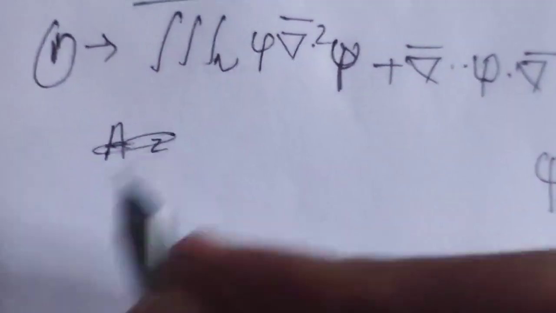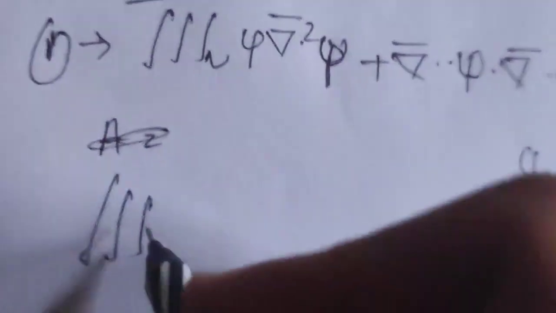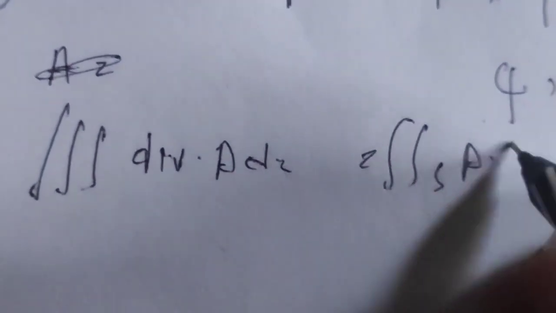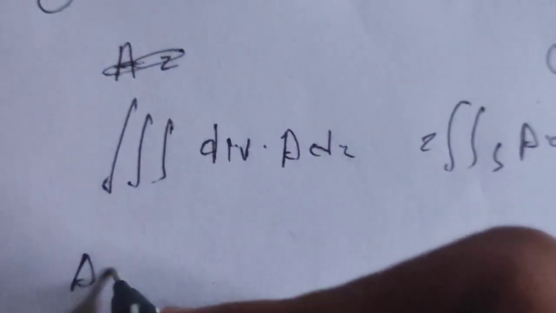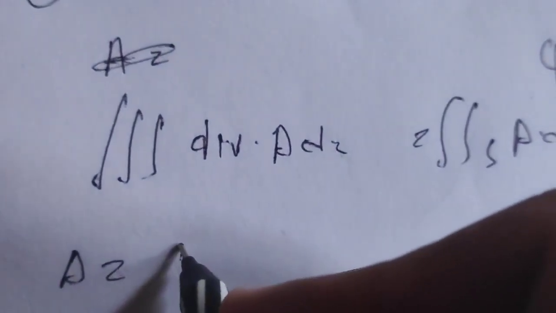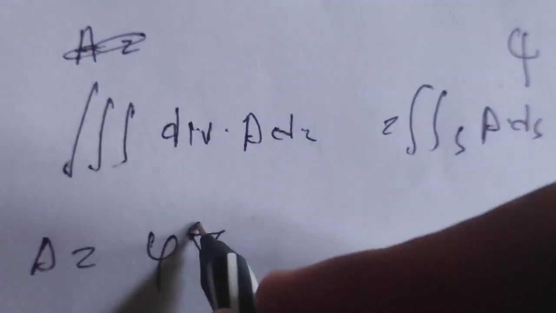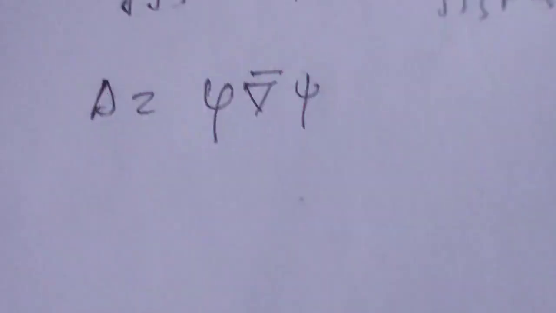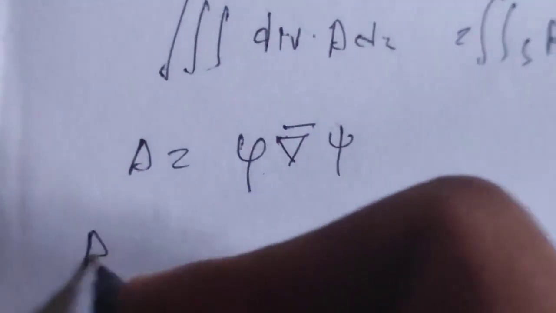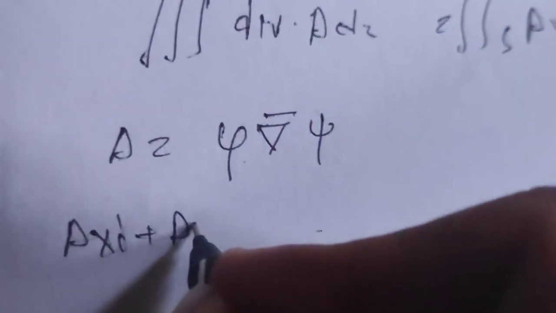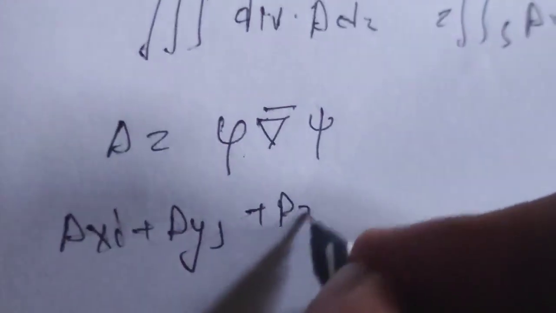Once again, the Gauss theorem says how we convert the volume integral into a surface integral: the integral of divergence A dv is equal to the surface integral of A dot ds. So here let's say A is equal to, for example, phi gradient psi. In component form, A is Ax i cap plus Ay j cap plus Az k cap.